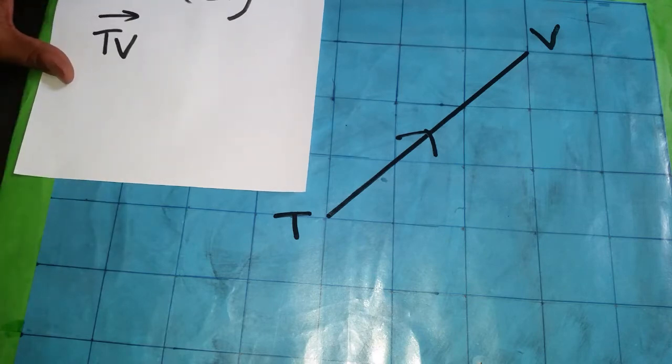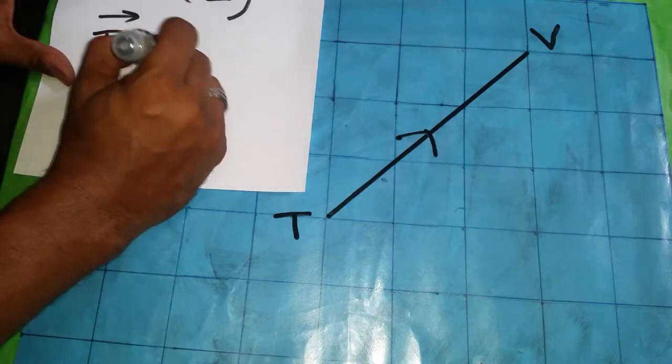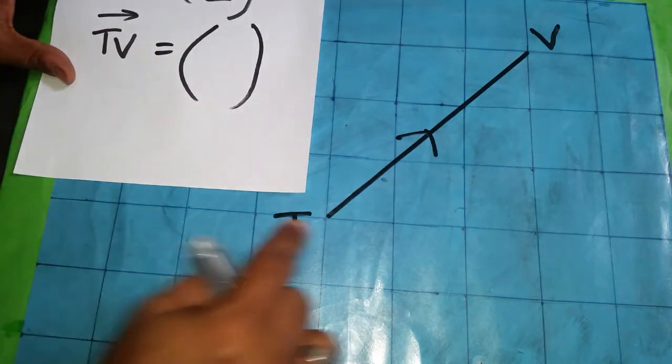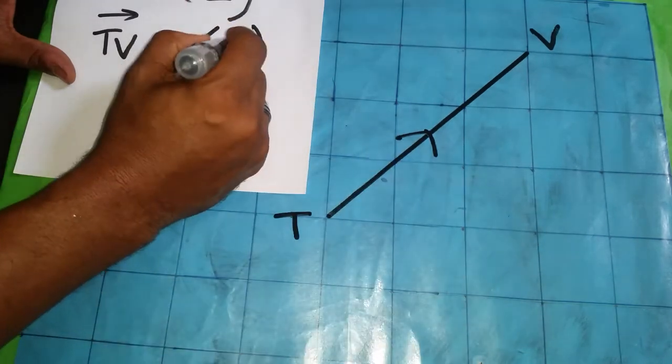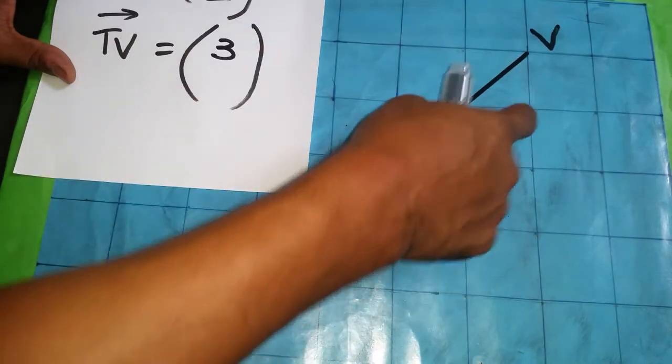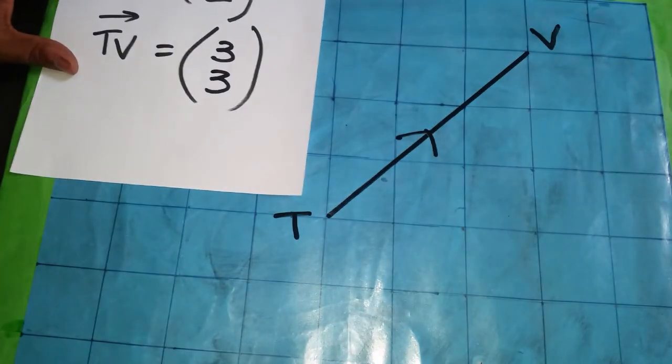Why? Because this is the foot of the vector and the head is at V, so it will be called TV. Now, how is that vector moving? The vector is moving 1, 2, 3 spaces to the right, so that's a positive 3. And it's moving 1, 2, 3 spaces up, so that is also a positive 3. So that's the column vector form for TV.